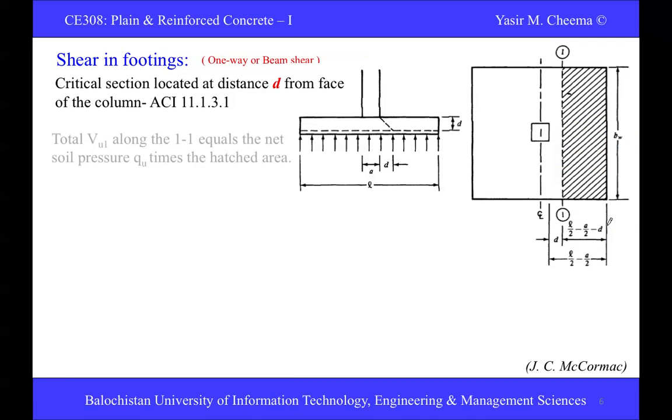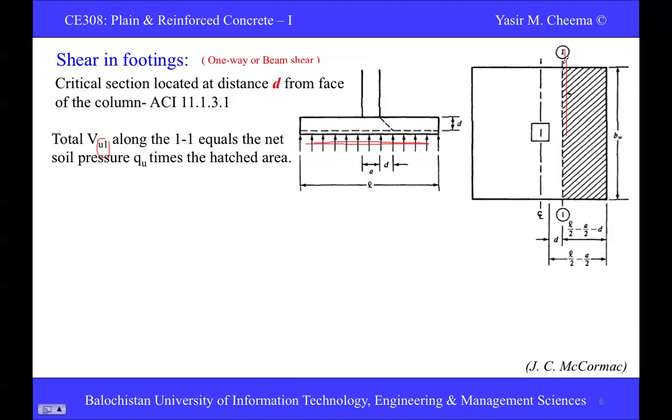Okay, further, the value of Vu1 for one-way shear: we use the shear strength along the 1-1 section. This section 1-1 is equal to the net soil pressure. This is the vertical soil pressure.